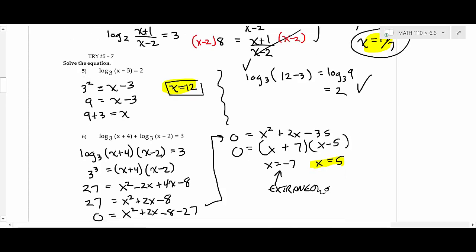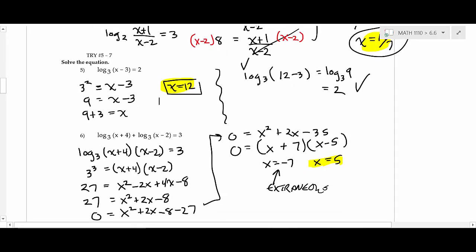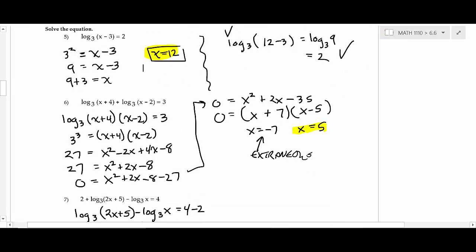How about number 6? On 5, did you get 2 answers? What were the 2 answers to start with? 5 and -7. Now, which one didn't work? -7, okay? And it's because if you plug it in, you'd be doing a log of a negative number.